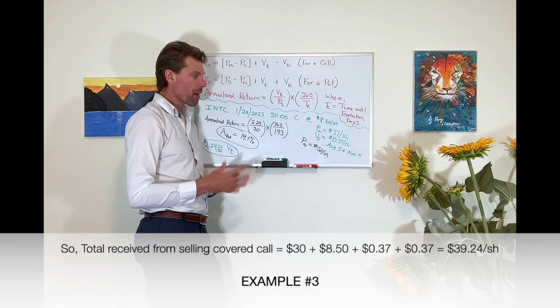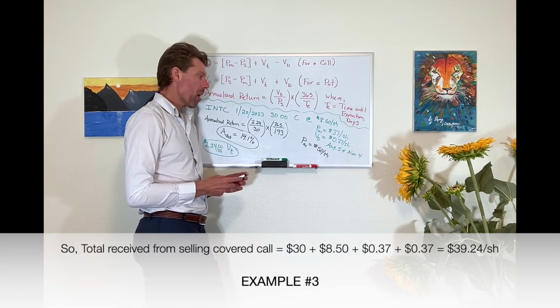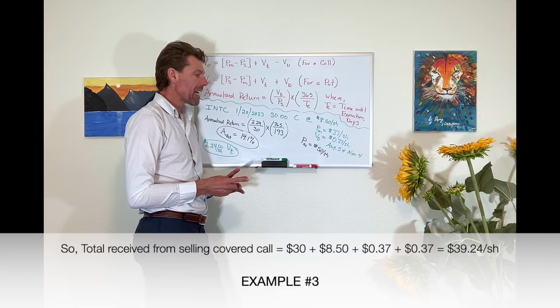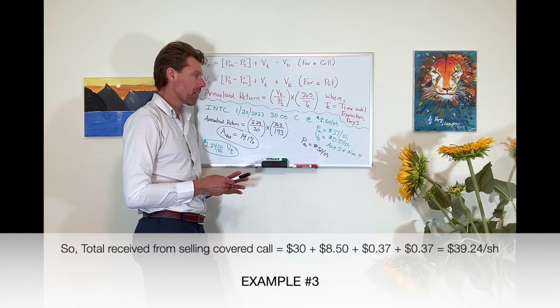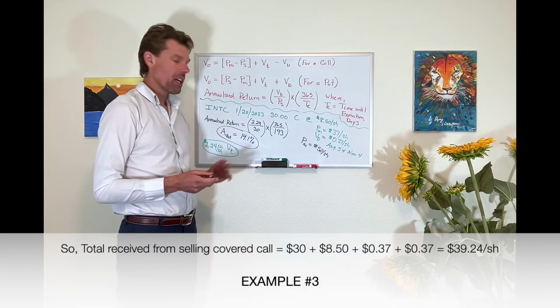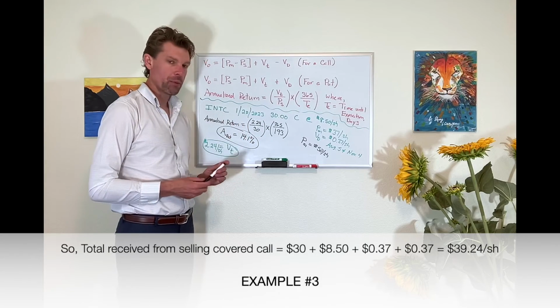So he's somewhat happy that he gets his dividends. He walks away with no losses. He walks away with $38.50 total plus the dividends in value that he received from selling this option contract by January 20, 2023.